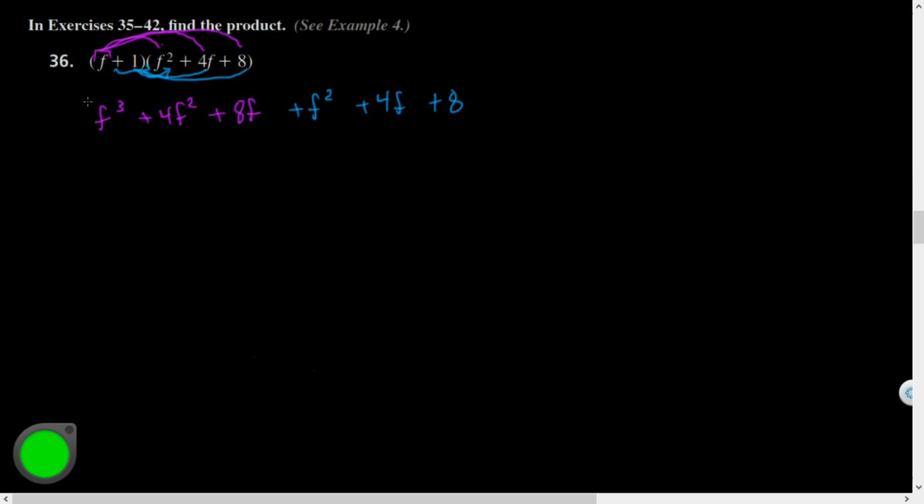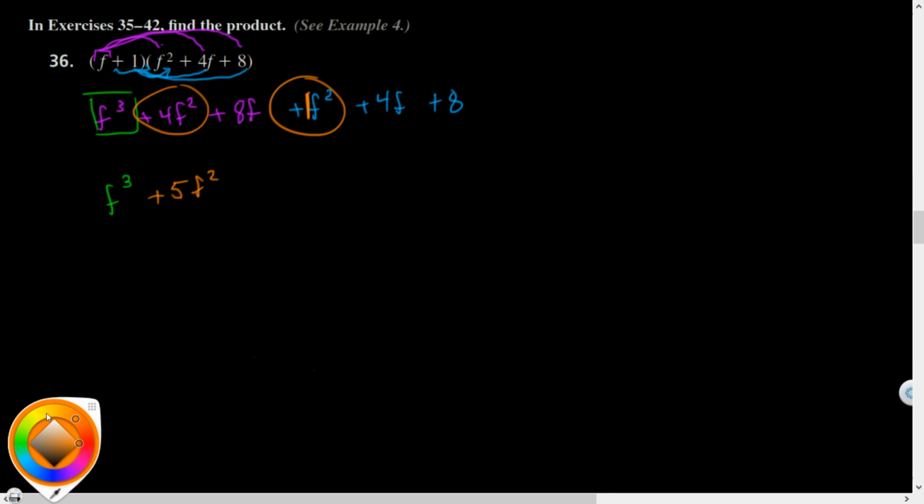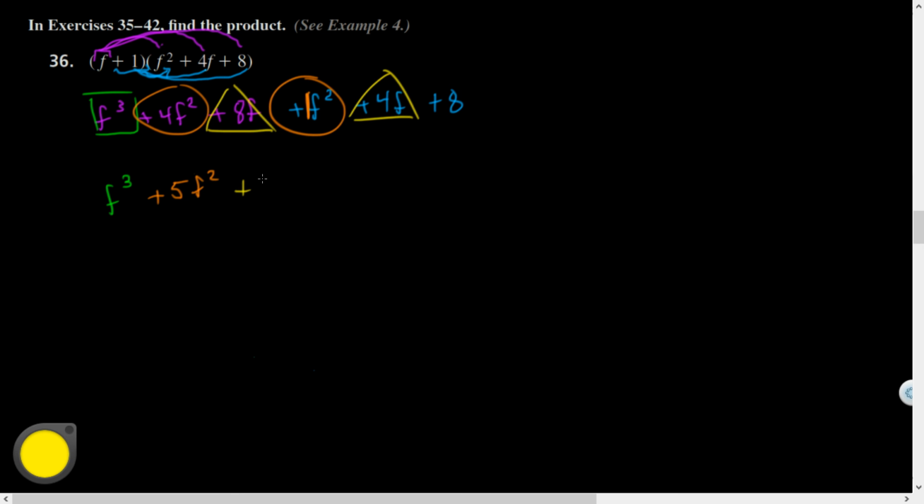And so now as I go through and combine like terms, notice f cubed. There were no other cubed terms to combine it with. 4f squared plus 1f squared. Remember, there's an invisible 1 coefficient there, so that's 5f squared. And let's see, 8f plus 4f. Yeah, 12 f's. And then the plus 8 just hanging out, feeling great. Let's see. I guess I'll just write the plus 8 like that. And so that would be my final answer.